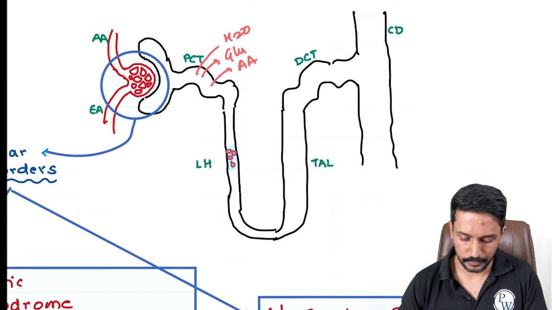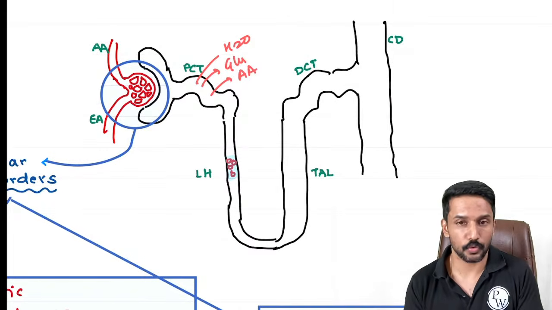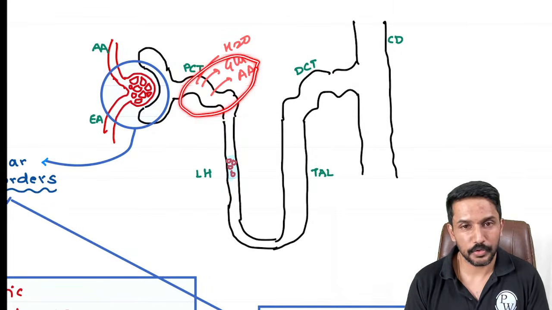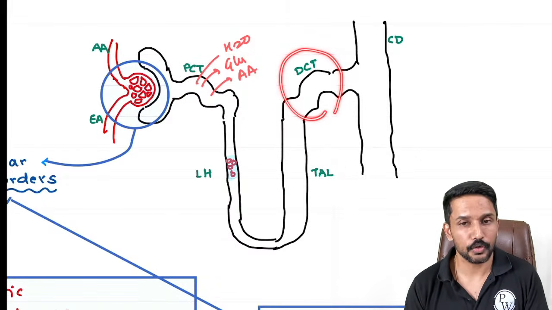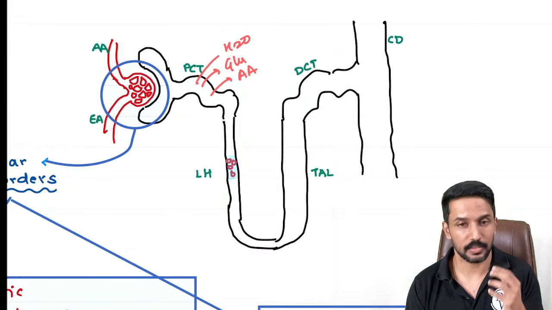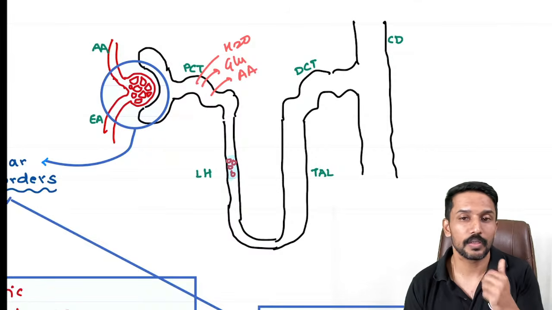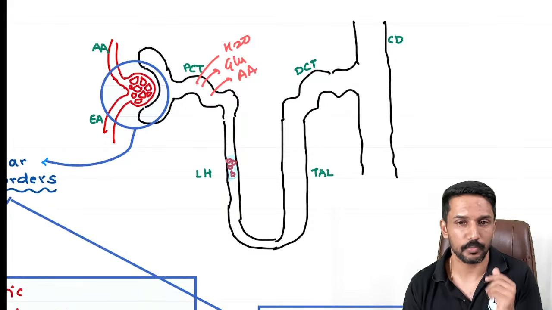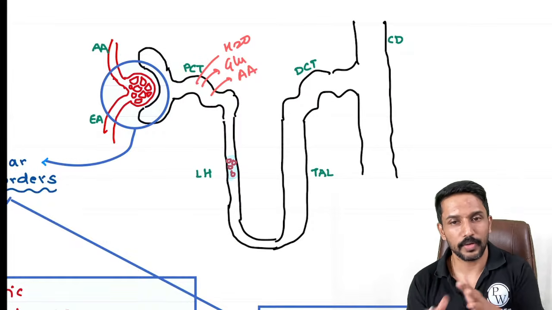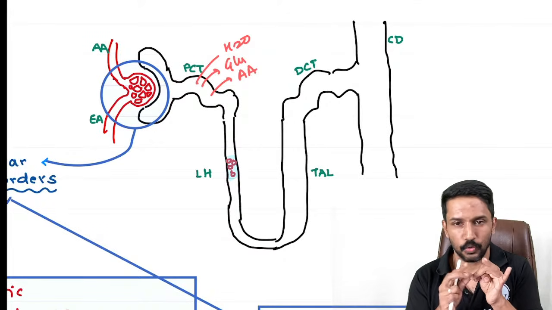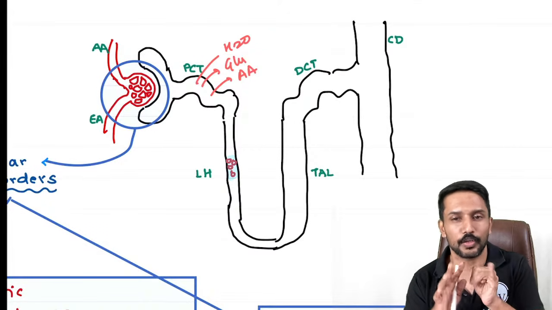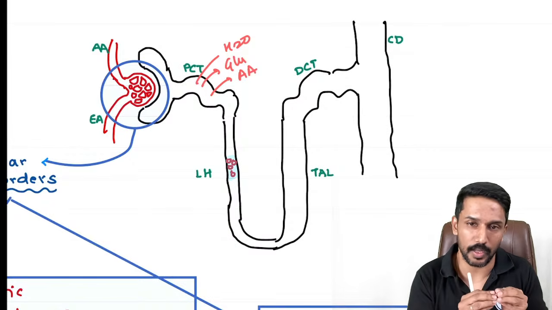So polyuria and loss of electrolytes. For example, we reabsorb sodium in the proximal convoluted tubule, in the thick ascending limb of the loop of Henle, and in the distal convoluted tubule. If I have damaged any of these structures, I may not be able to reabsorb sodium. I will lose sodium in urine. So I will have either polyuria, amino aciduria, glucosuria, or loss of electrolytes, or in simple words, electrolyte imbalance.